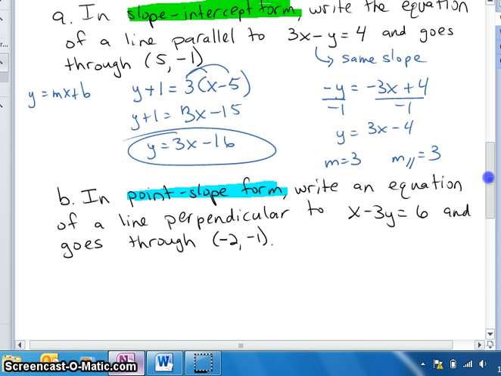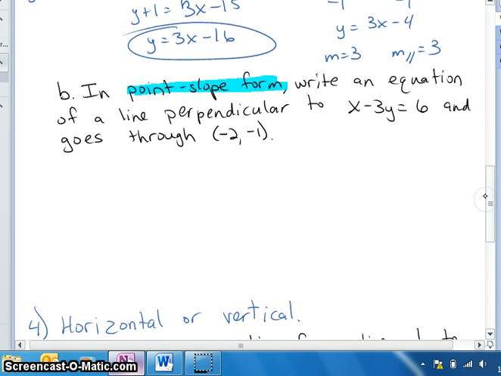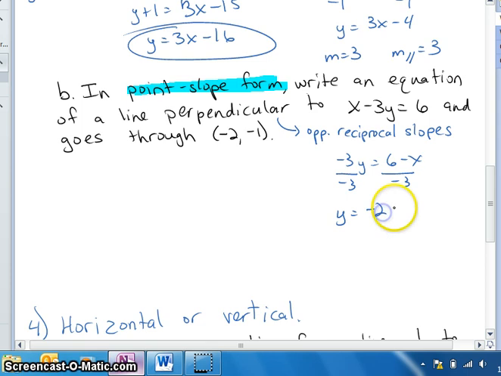The second one wants a line perpendicular. So perpendicular means opposite reciprocal slopes. So I need to know what is the slope of this line. So again, I get y by itself. So y = -2 + 1/3x. So that means the slope of this line is 1/3. So the slope of a line that's perpendicular is -3.